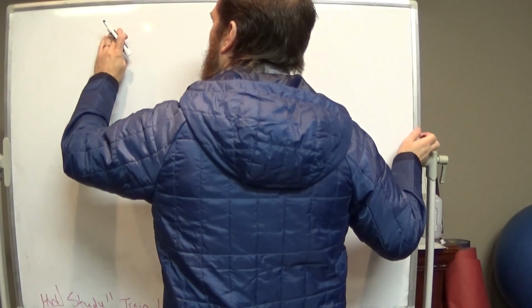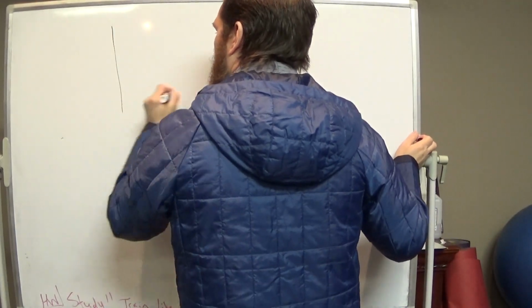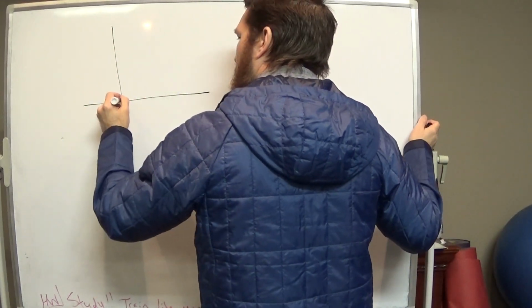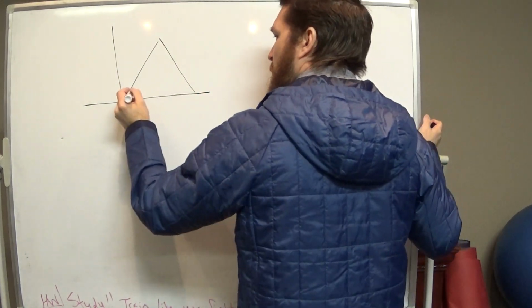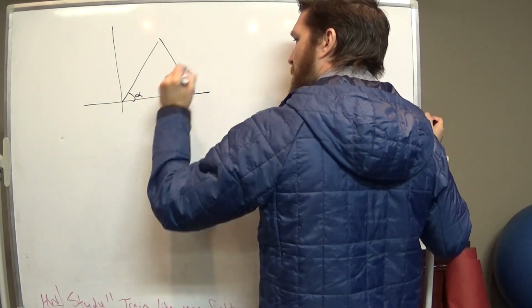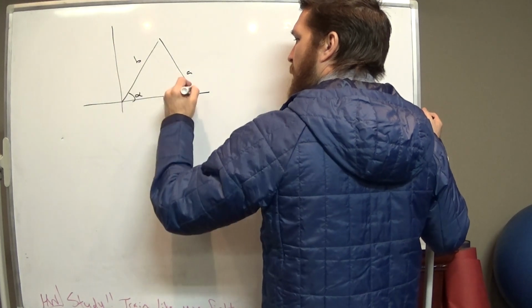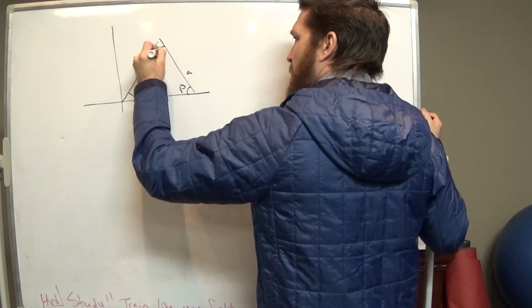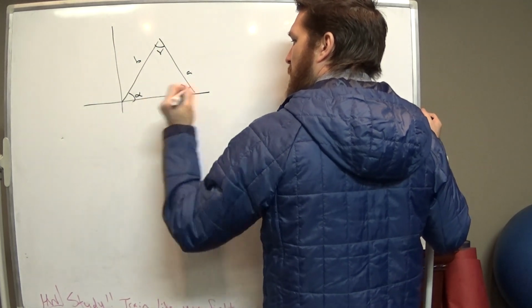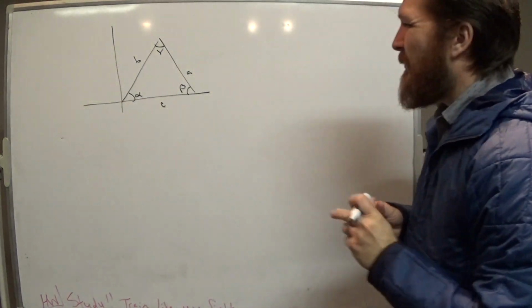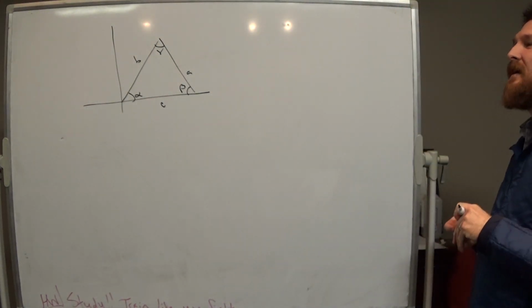So let's start with some triangle. There's some triangle. We'll call this alpha, meaning A. We'll call this beta, and we'll call this gamma, C. And we want to see, can we come up with some kind of law of tangents?